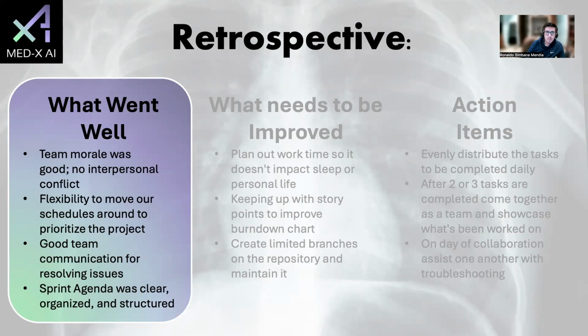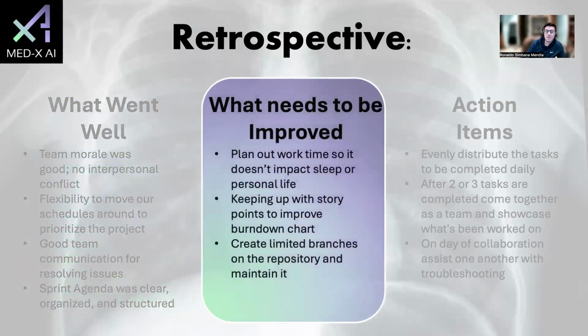listed as the most listed ideas for each column as well. So the four main points for this column were: the team morale was good and no interpersonal conflict, the flexibility to move our schedules around to prioritize the project, good team communication for resolving issues, and the sprint agenda was clear, organized, and structured.